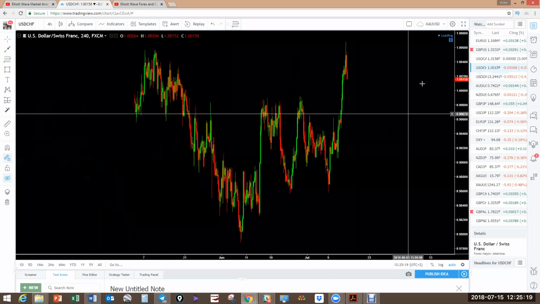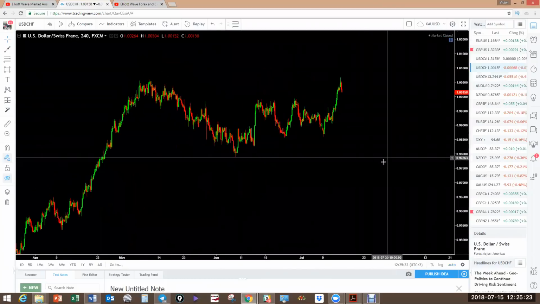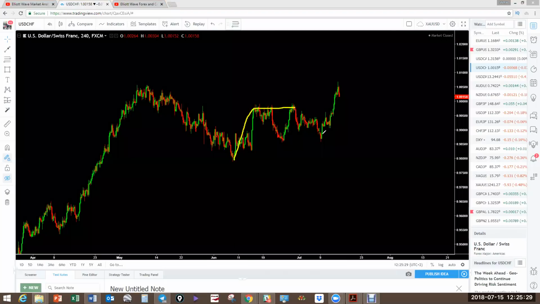So US dollar CHF, same as the euro, other US dollar pairs. US dollar CHF is making a very clear structure now. This is a 1, 2, 3 wave move. Okay, so are we now going to make this move to the downside? And this move may just be this one here, and that can be a 3 wave move like that.